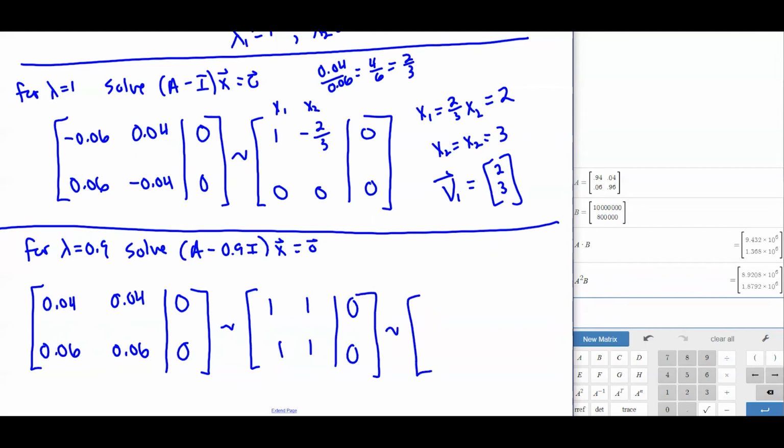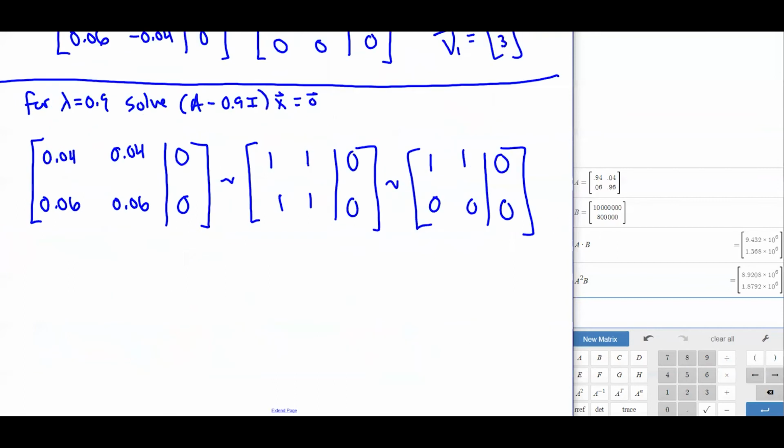Now I need to subtract the rows, and I will get my RREF form. And this is x1 and x2. x2 is free, so x1 equals negative x2. So x2 is whatever we want to make it. Let's just make it 1. So this would be negative 1. So our second eigenvector would be negative 1, 1.